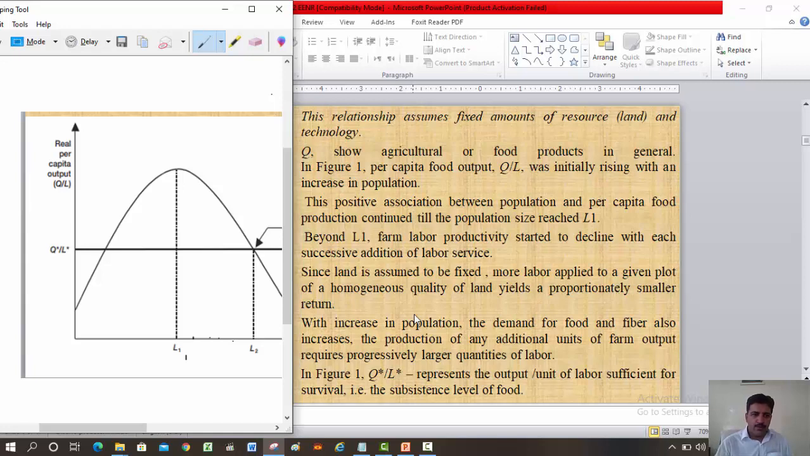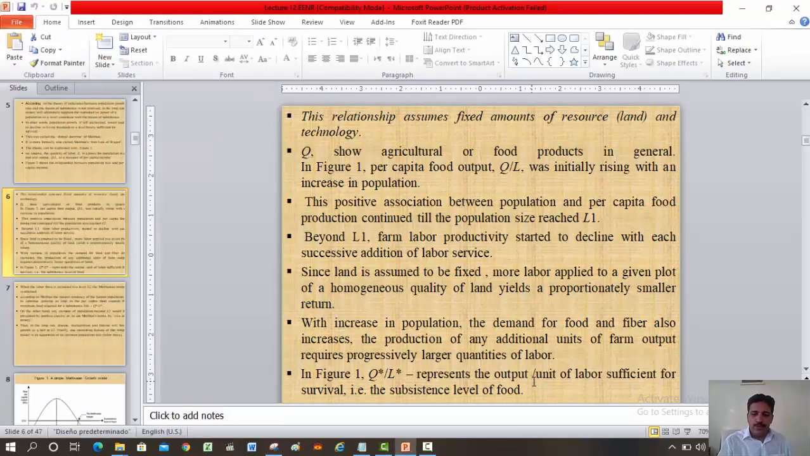In figure 1, this line, Q star by L star, represents the output per unit of labor sufficient for survival. This is the subsistence level of food.